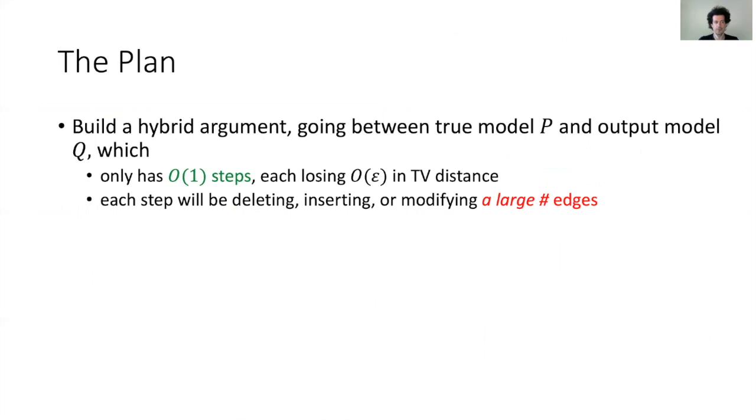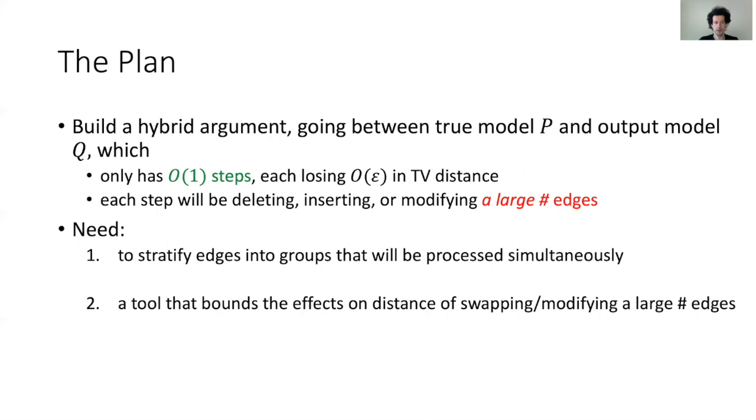Our plan is to do a hybrid argument that goes between the true model P and the one output by Chai-Liu, but which has only a constant number of steps that each lose a constant factor of epsilon in TV distance. Now, to do so, each step will have to do large changes on the model. So it will be deleting, inserting, or modifying a large number of edges.